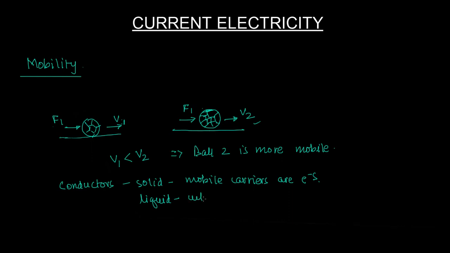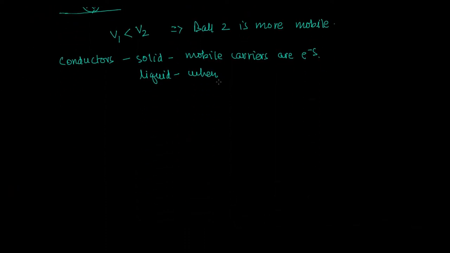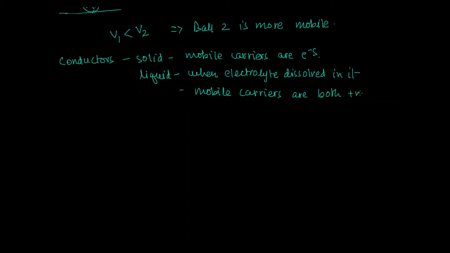When an electrolyte is dissolved in it, then what happens? The mobile carriers are both positive and negative charges, both positive and negative ions. Is it not? The mobile carriers are both positive and negative ions, and it could be a gas.